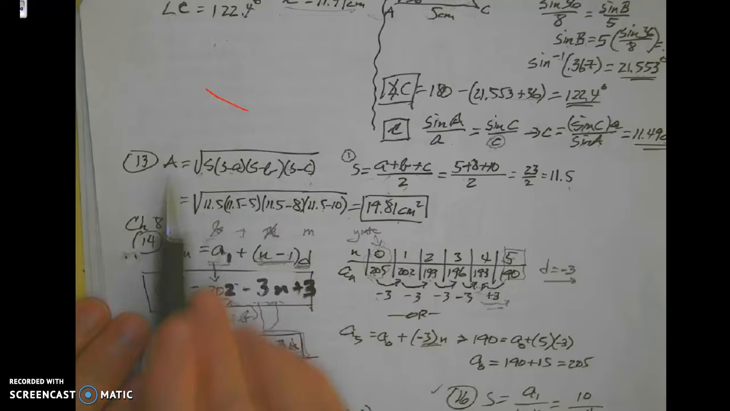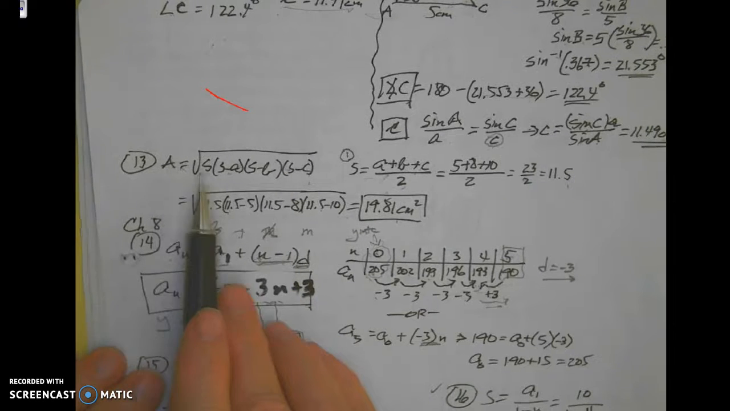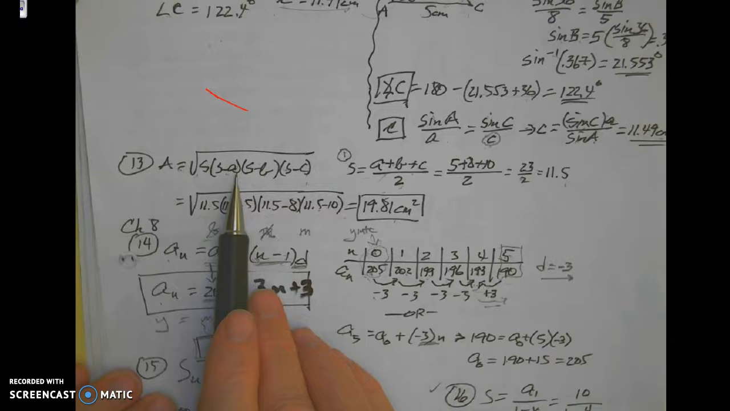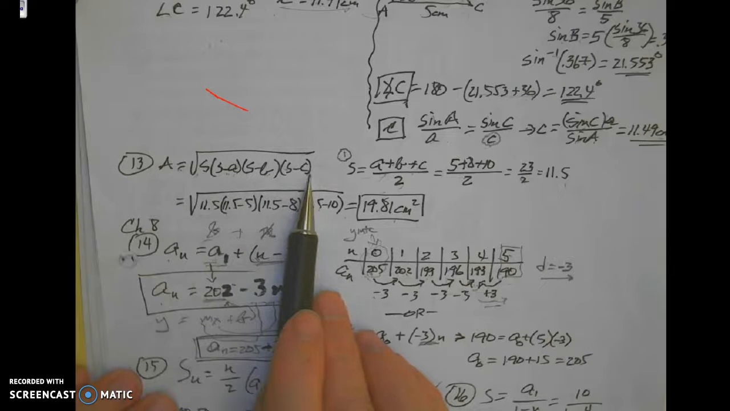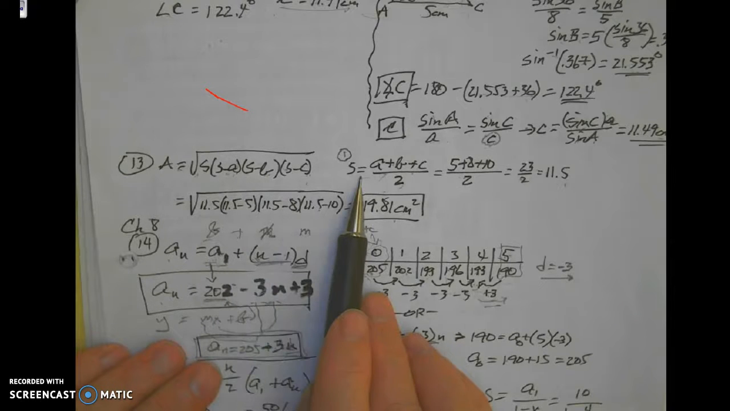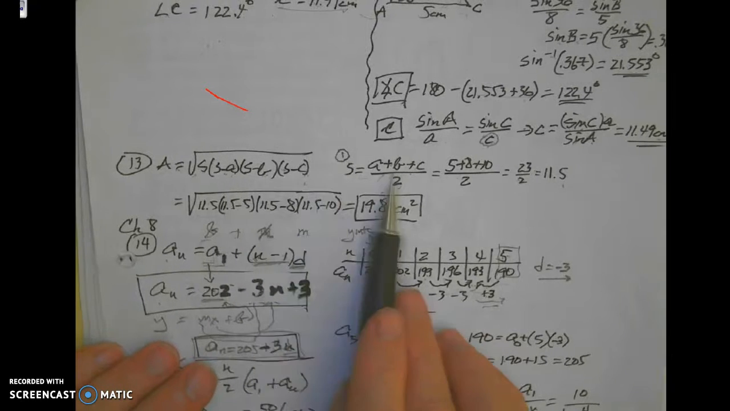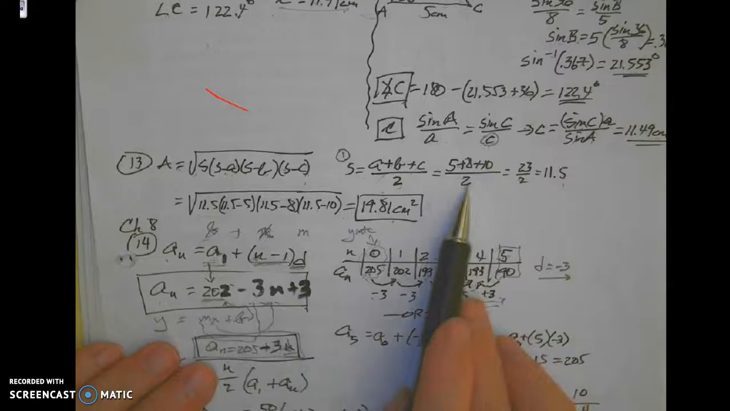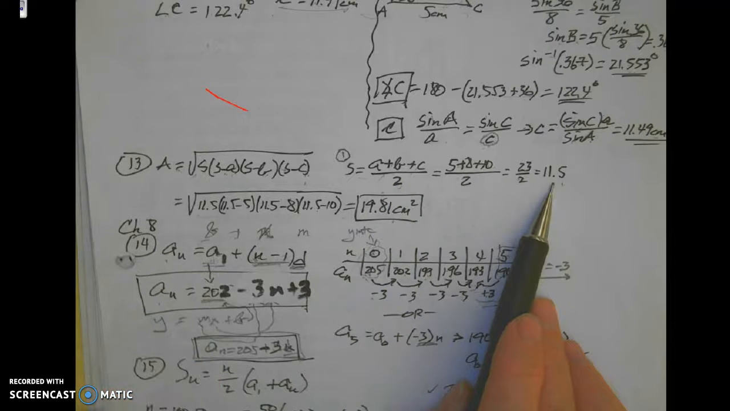For number 13, very briefly, the key to this is to use the area formula for any triangle that is not a right triangle. And we have a constant value S, and then we have sides A and B and C, which are given. I have to find S first. That's my first step. There's the formula. I plug in my sides, divide by 2, and I get my answer for S.